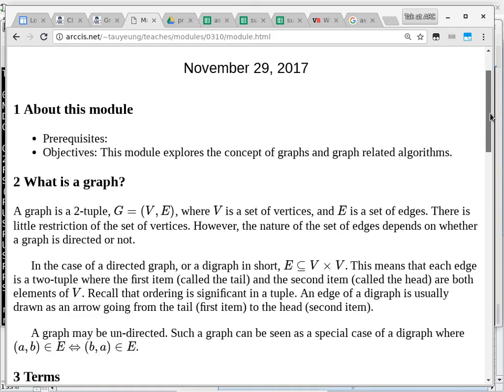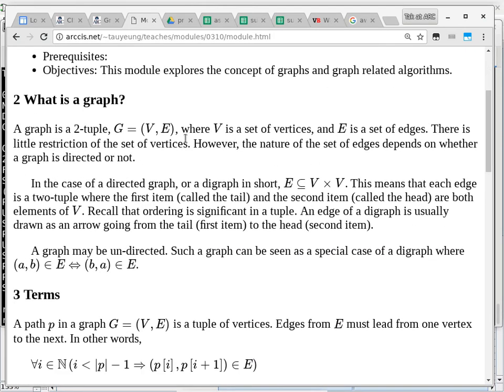Okay, so the graph itself is represented as G. The typical name for a graph is G, but it's a two tuple. When you look at these parentheses, it represents a two tuple. The two tuple consists of two different sets. The first set is V, the set of all the vertices, and the second set is the set of all the edges. So what is a vertex, what is an edge, and how do they relate to each other?